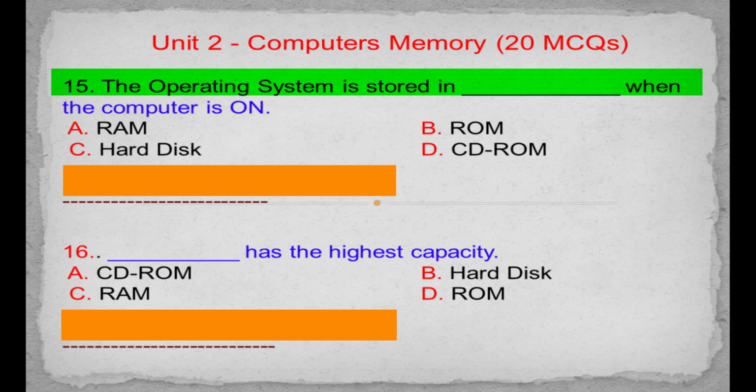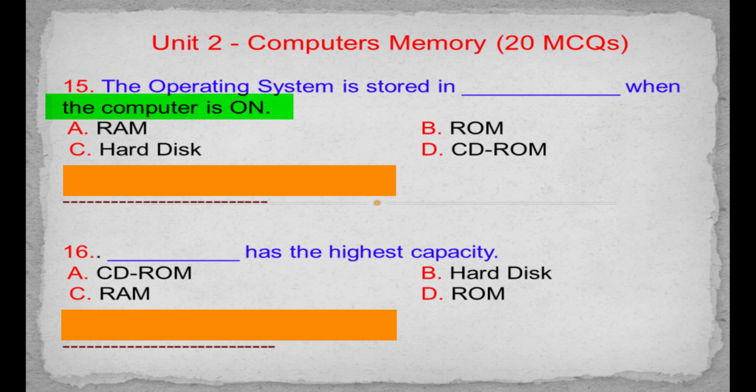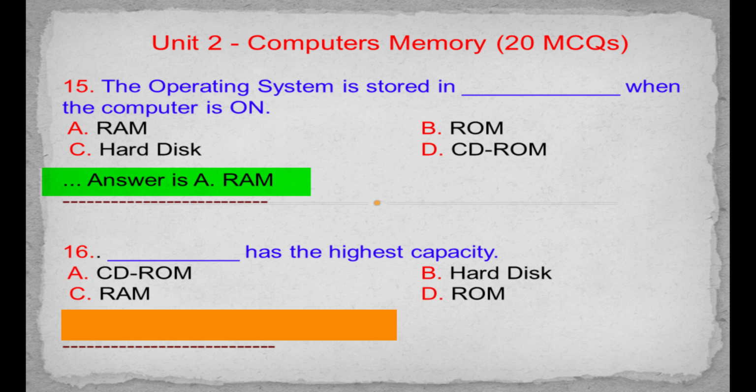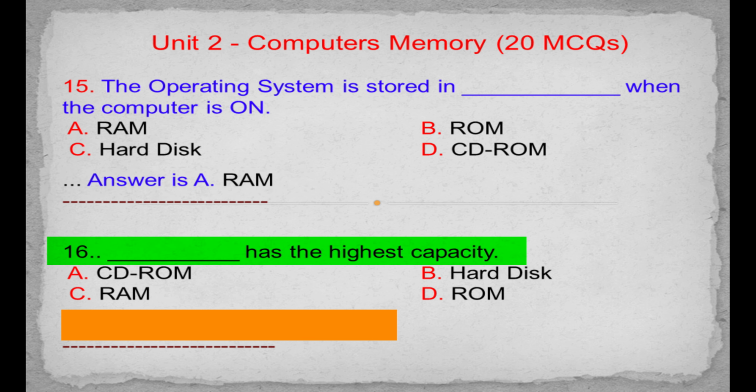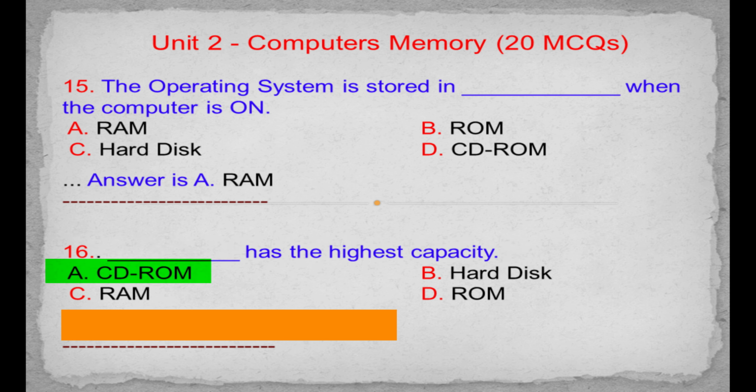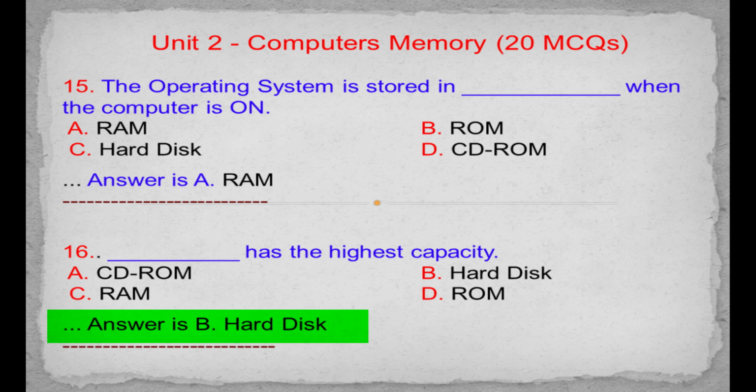MCQs number 15. The operating system is stored in dash when the computer is on. Option A, RAM, option B, ROM, option C, hard disk, option D, CD-ROM. Correct answer is option A, RAM. MCQs number 16. Dash has the highest capacity. Option A, CD-ROM, option B, hard disk, option C, RAM, option D, ROM. Correct answer is option B, hard disk.